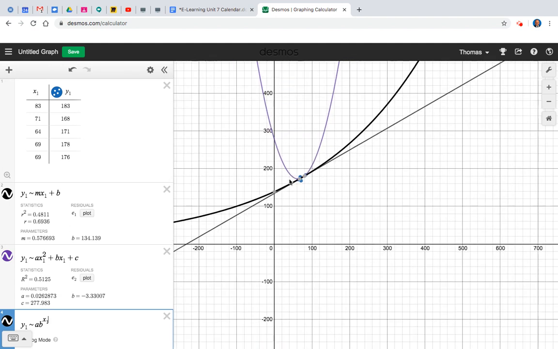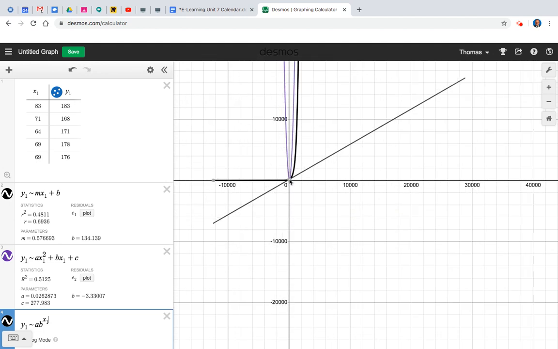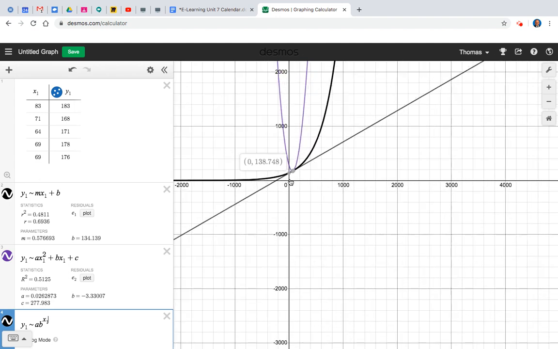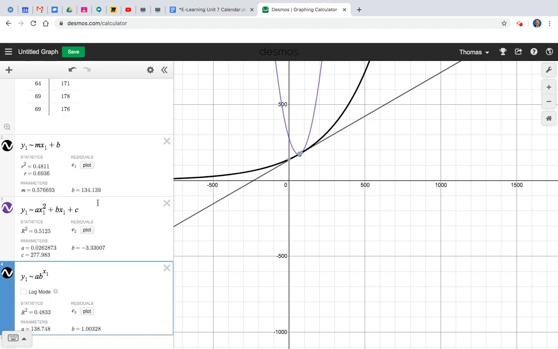So if I zoomed out, the exponential function is the black one, and it shows you how it grows fairly rapidly as you keep going to the right, where that first one in black was the linear function, and then the other one in purple is the quadratic. So the bolded one here is the exponential, this is the linear, and this right here is the quadratic. Now we just have to do one more thing.